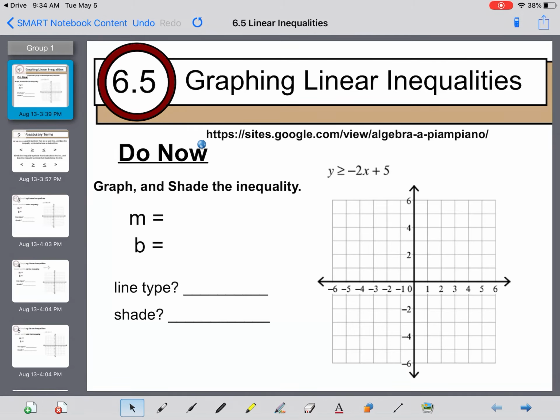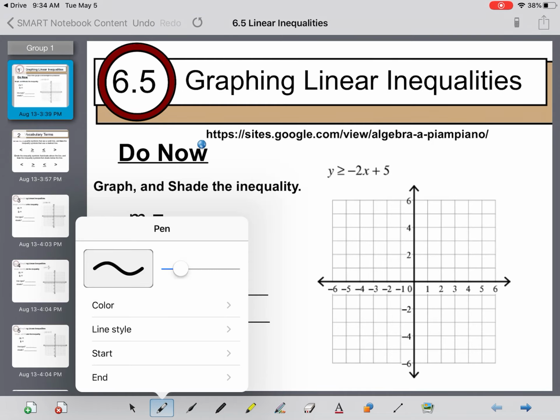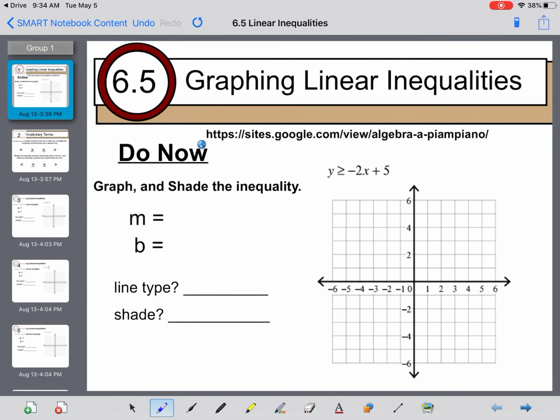All right, everyone, this is section 6.5, graphing linear inequalities. We've already started to learn the types of skills needed when it comes to inequality symbols, line type, shading, and we're just going to continue to build upon that. So it says graph and shade the inequality y is greater than or equal to negative 2x plus 5. So we're trying to break down the inequality that they're giving us.